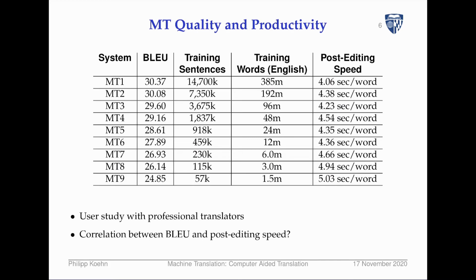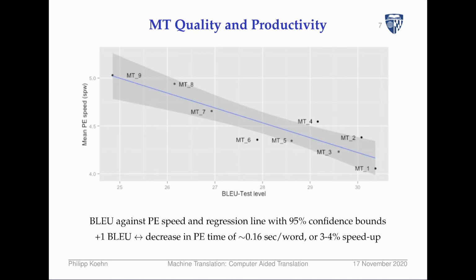So with the best system that we gave them, they spend about 4 seconds per word translating. And with the worst system, they take about 5 seconds per word translating. So this gives us a nice correlation between machine translation quality and productivity. Here's the whole thing shown in a chart.